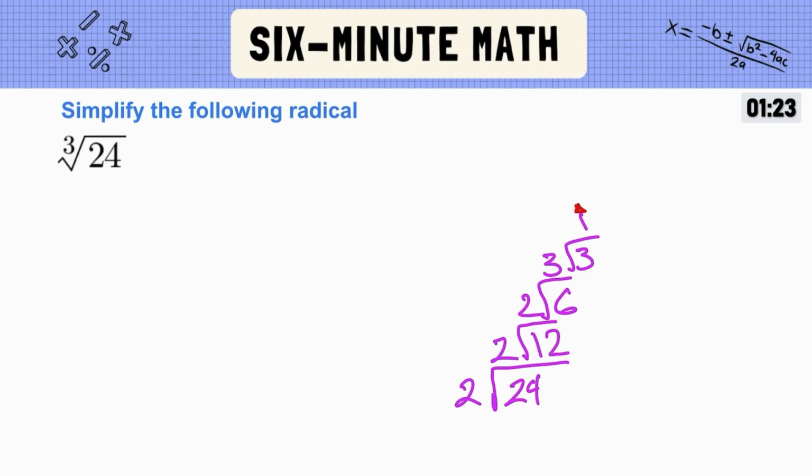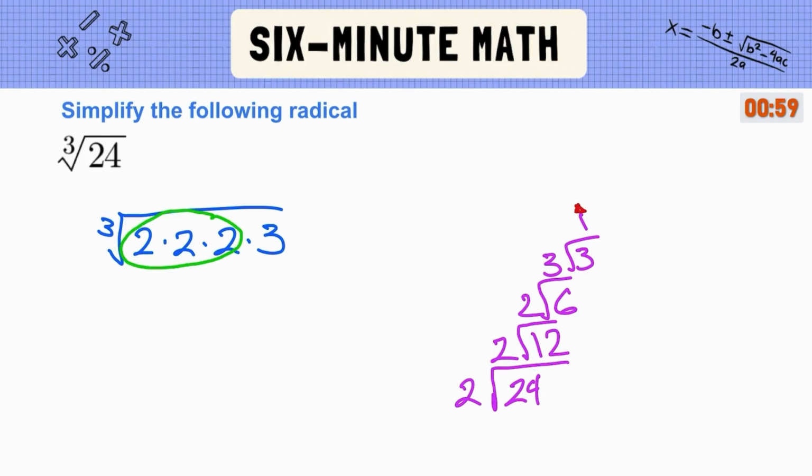If you need a reminder on how to use the birthday cake or factor tree method, we do have a video here at 6-Minute Math about prime factorization. So I have my prime factors on the outside here, which means I have the cube root of 2 times 2 times 2 times 3. And in this situation, my index is 3, so I'm looking for a group of 3. That group of 3 becomes 1 on the outside, which means I'll have 2 cube root 3.